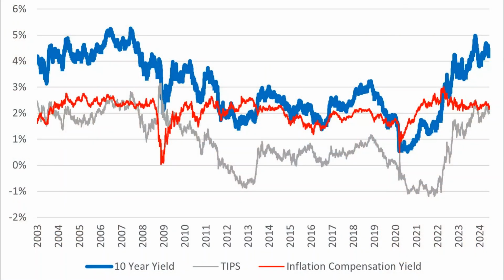Now that we understand what the inflation compensation yield is and what the real yield is, let's put them both together. The sum of these two is the yield on U.S. Treasuries. So let's do an exercise where we try to assess the fair value of a 10-year Treasury bond. Let's start with the inflation yield component.